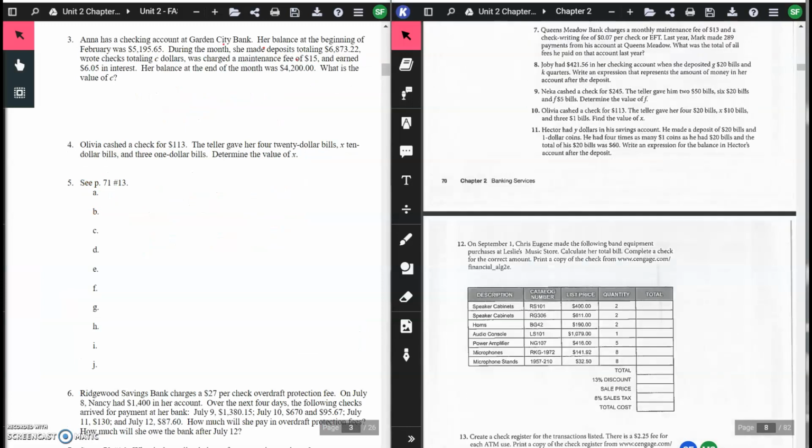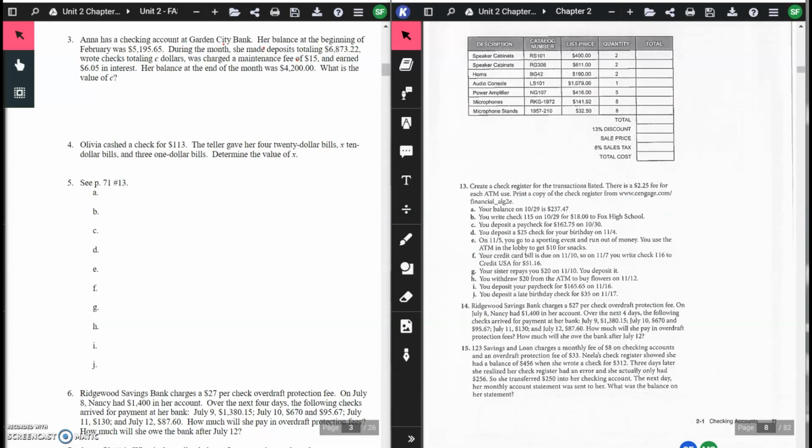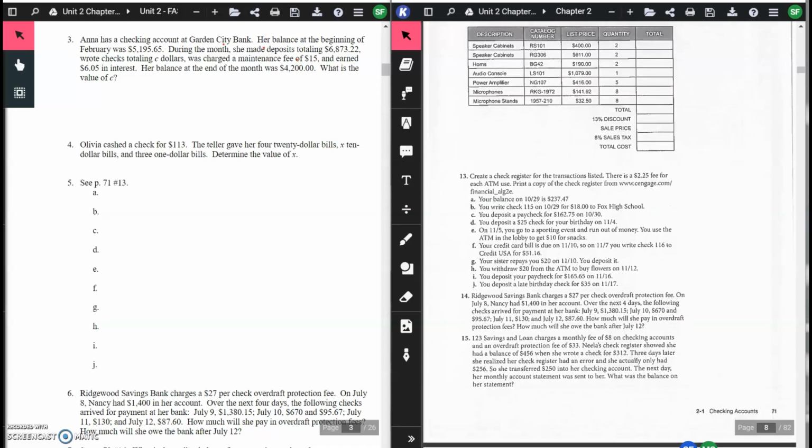Ann has a checking account at Garden City Bank. Her balance at the beginning of February was $5,195.65. During the month, she made deposits totaling $6,873.22, wrote checks totaling C dollars, was charged a maintenance fee of $15, and earned $6.05 interest. Her balance at the end of the month was $4,200. So a fee comes out of your account, interest adds into your account, just as a side note.